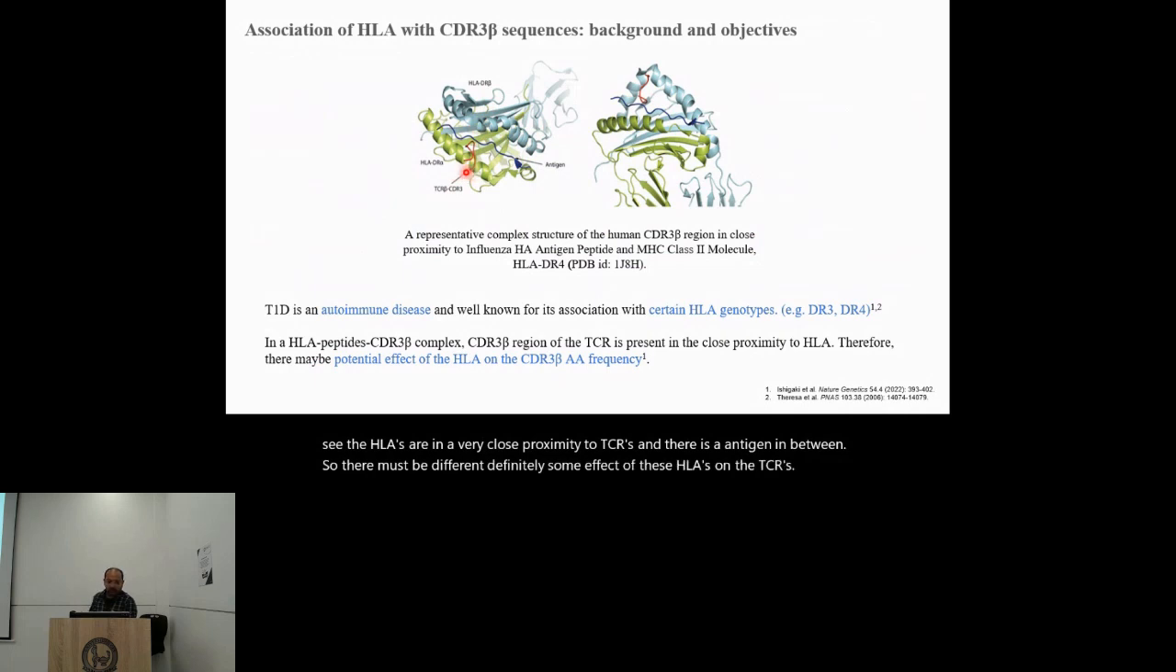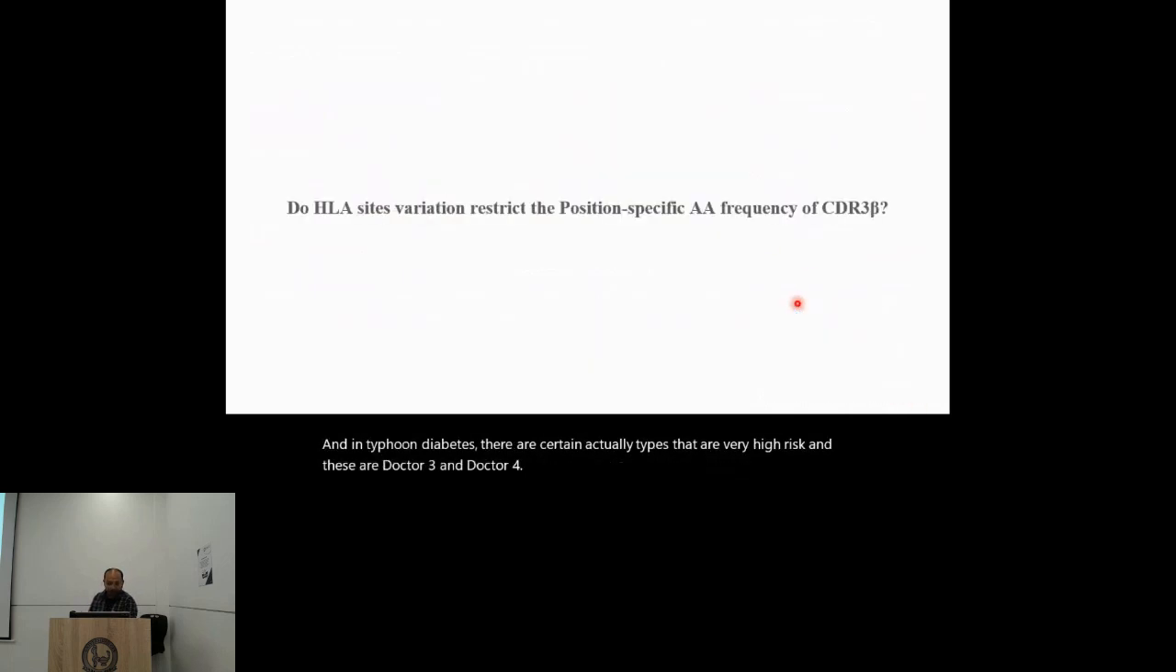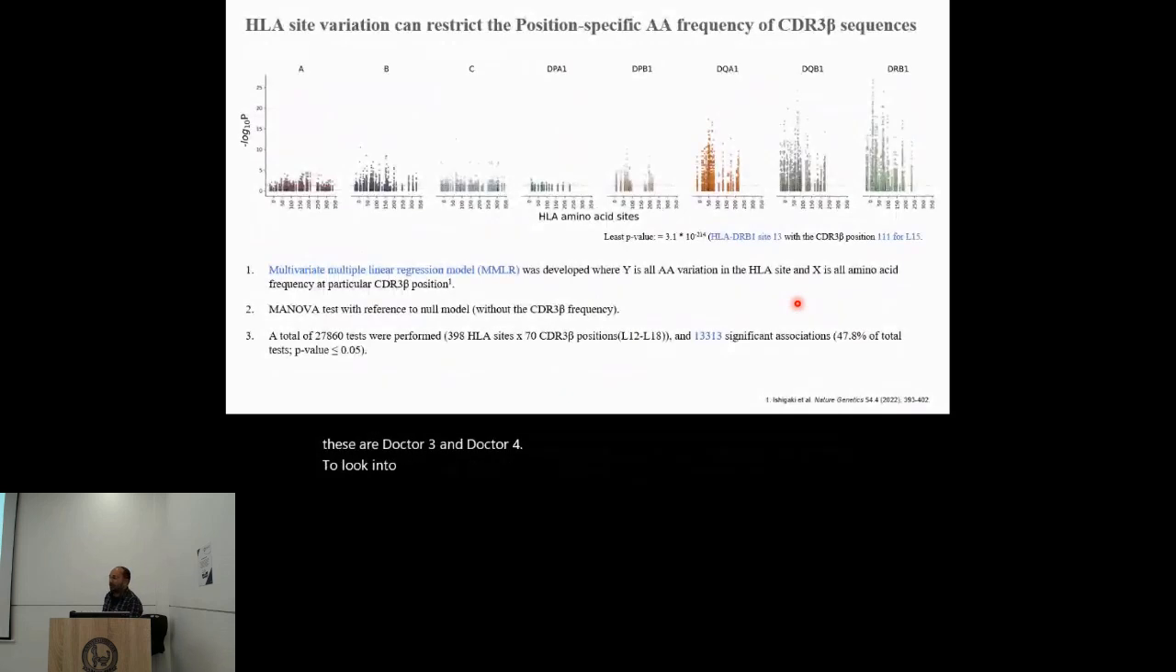In type 1 diabetes, there are certain HLA types that are very high risk, and these are DR3 and DR4. To look into it, we looked at variation at each site in HLA and each position in the CDR3 sequences, and we calculated a multivariate multiple linear regression model, which basically tells how much of the variation in HLA is showing an effect on the CDR3 frequencies.